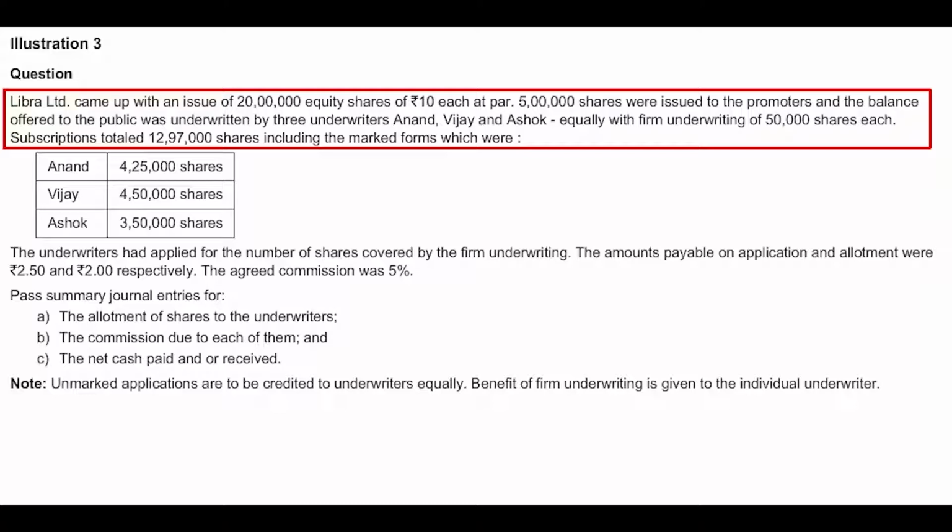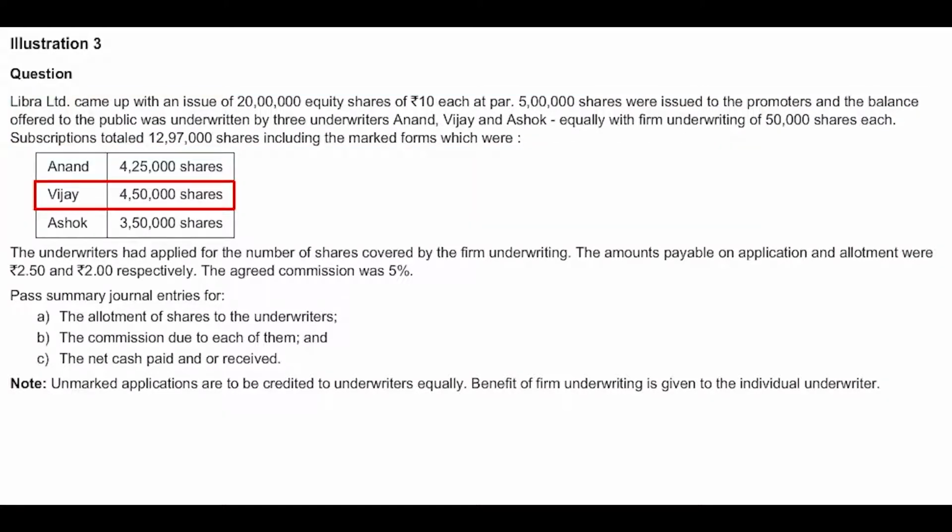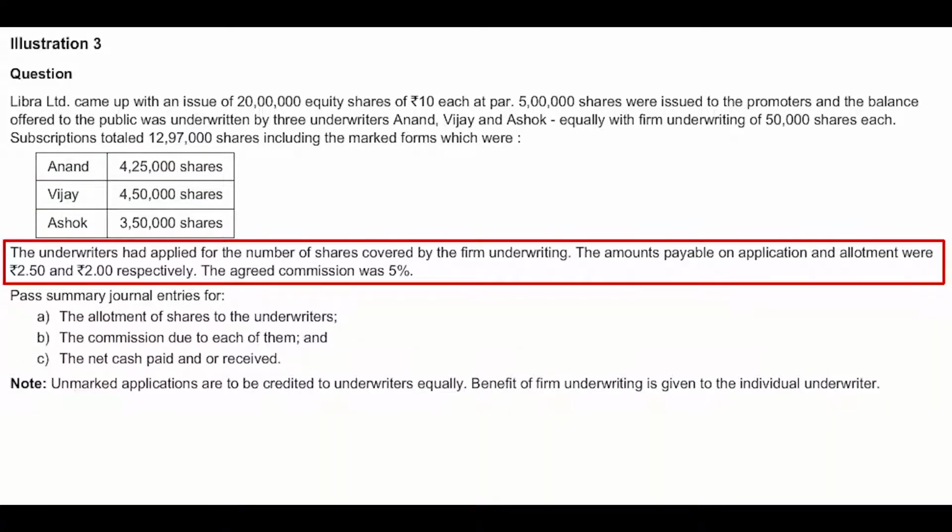It means that the underwriters Anand, Vijay and Ashok have to take the 50,000 shares each, irrespective of the amount subscribed by the public. So subscription total is 12,97,000 shares, including the marked forms. So marked forms are Anand 4,25,000, Vijay 4,50,000, Ashok 3,50,000. The underwriters had applied for the number of shares covered by firm underwriting. The amount payable on application and allotment were 2.50 on application and 2 rupees at the time of allotment, and the commission is 5%.